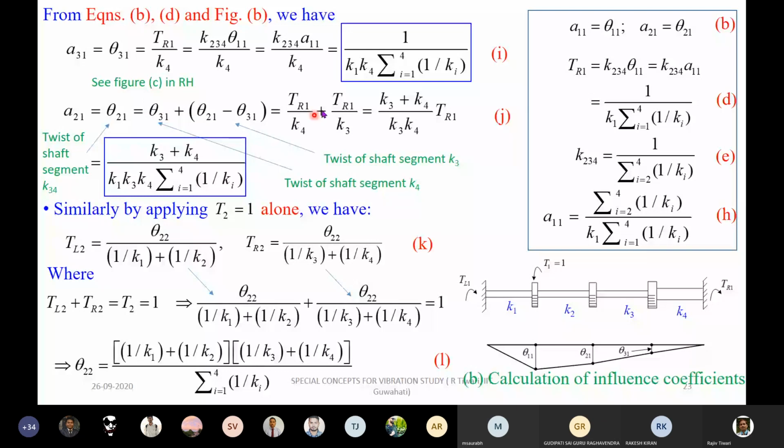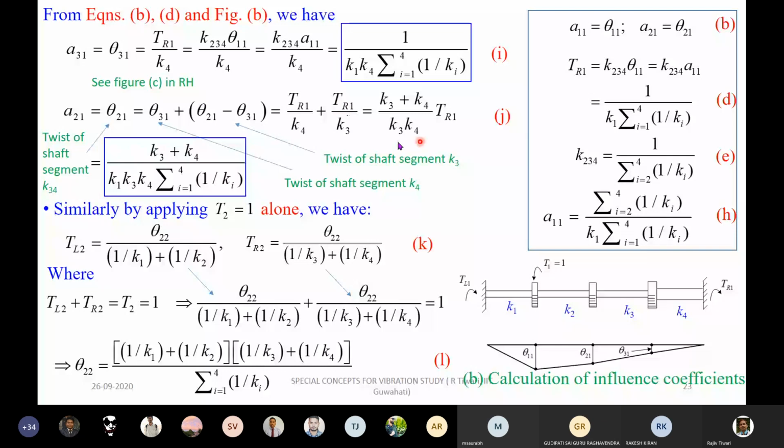Theta 31 is nothing but TR1 by K4, and the relative twist between these two can be obtained by TR1 by K3, because the torque is common up to here. We have torque T1 here, and there is a change in torque here only, but in the remaining places the torque is the same. So TR1 by K3, this one. TR1 we already know. So if we substitute that here, we can get it.